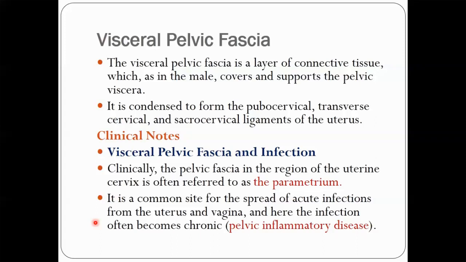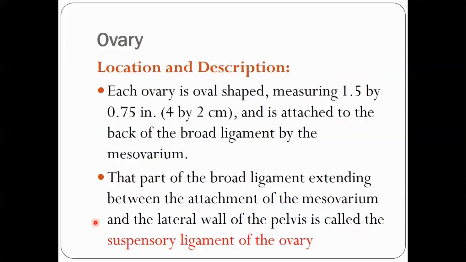The pelvic fascia surrounding the uterine cervix is called parametrium. This parametrium may be involved in chronic inflammatory conditions of the uterus and vagina, causing what is called pelvic inflammatory disease.